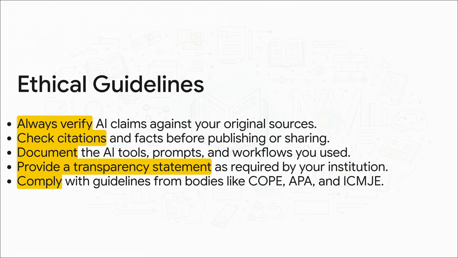First, always trust but verify. Use those clickable citations to check every single claim against your original sources. Second, document your process. Keep a record of the tools and prompts you used. A lot of institutions now require an AI transparency statement, so this is just becoming standard practice. And finally, make sure you're following the guidelines set by major academic bodies.